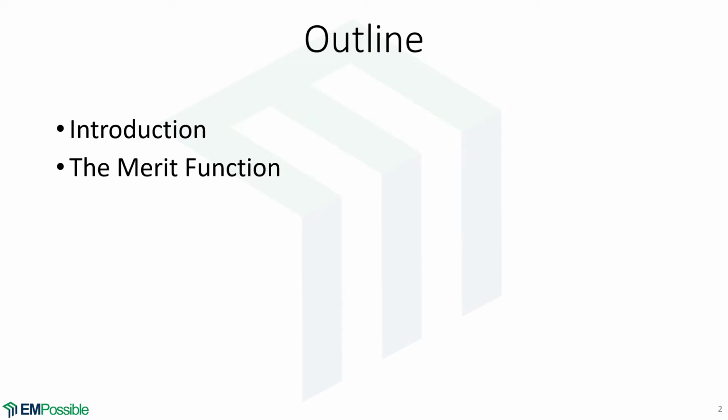I want to briefly introduce what optimization is, outline the types of algorithms that people employ with their benefits and drawbacks, and then talk about what I think is the most important topic here. That's the merit function. The merit function is this single number that somehow quantifies how good your device is if you're designing a device, or how good whatever it is you're trying to optimize.